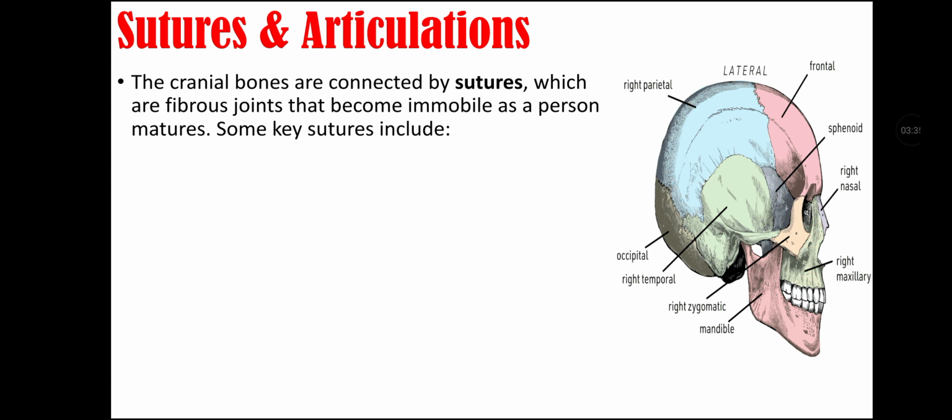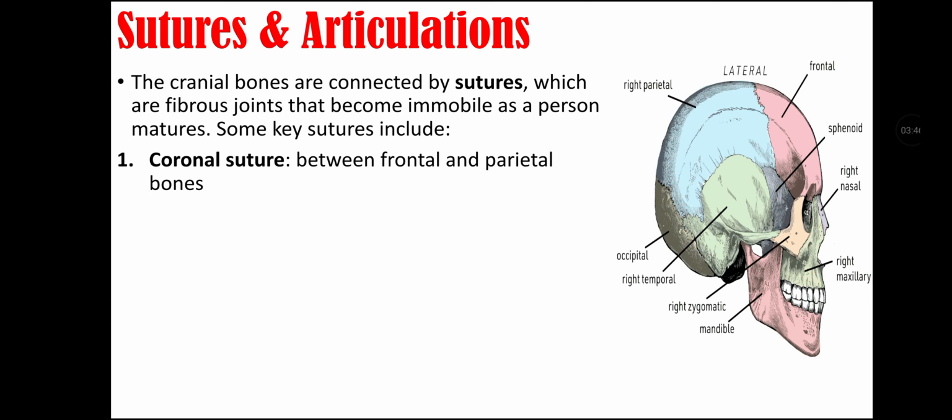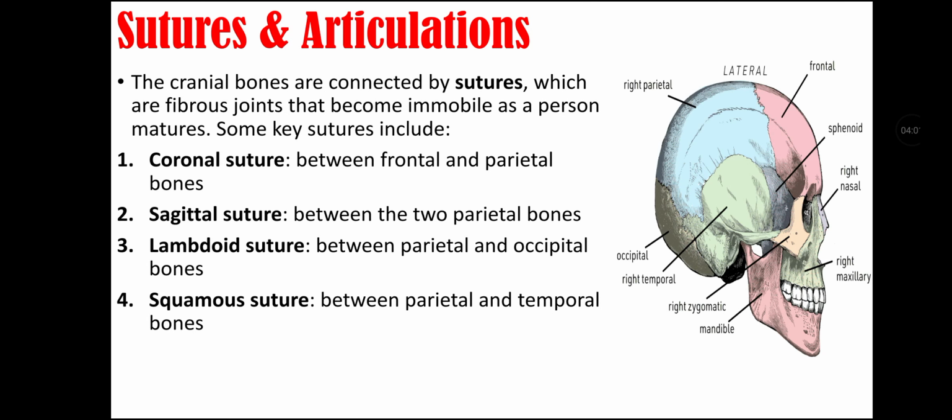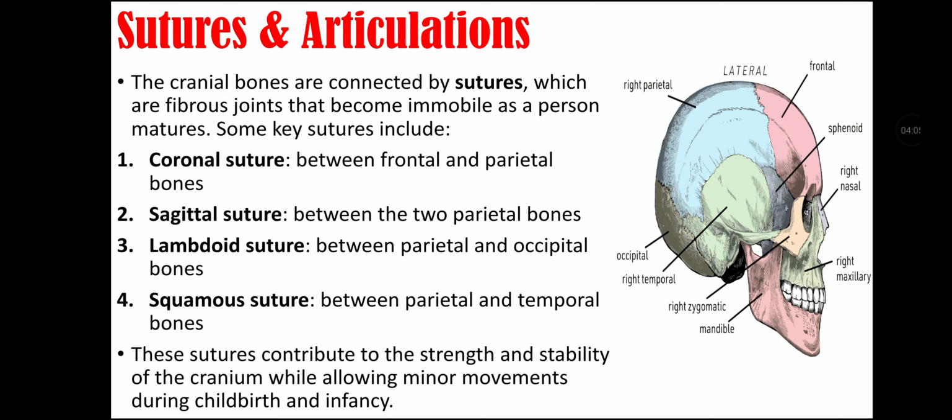Next we will talk about sutures and articulations of cranial bones. Cranial bones are connected by sutures, which are fibrous joints that become immobile as a person matures. Some key sutures include the coronal suture, that is present between the frontal and parietal bones. Second important suture is the sagittal suture, that is present between the two parietal bones. Third is the lambdoid suture, that is present between the parietal bone and occipital bone. Fourth is the squamous suture, that is present between the parietal bone and temporal bone.